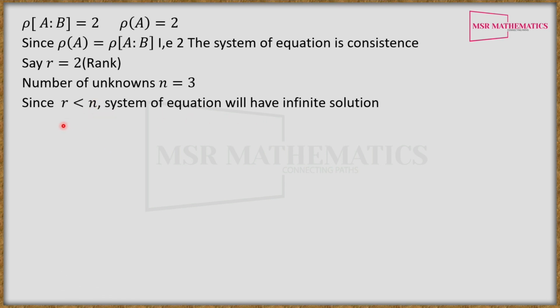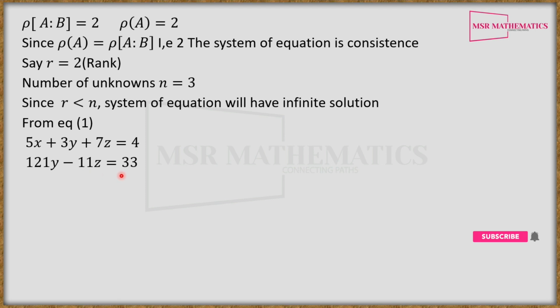To find the infinite solution, from equation 1 we consider the 3 rows. From the first row we can consider an equation as 5x plus 3y plus 7z is equal to 4. From the second row we consider the equation as 121y minus 11z is equal to 33. In the third row all the x, y, z values are 0, so no equation is obtained. So with the help of these two equations we have to obtain the values for x, y, z, that is infinite solutions for x, y, z.